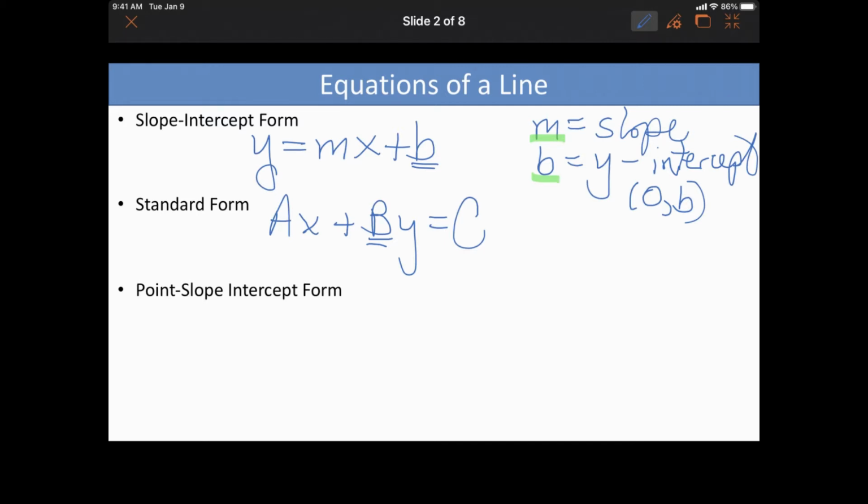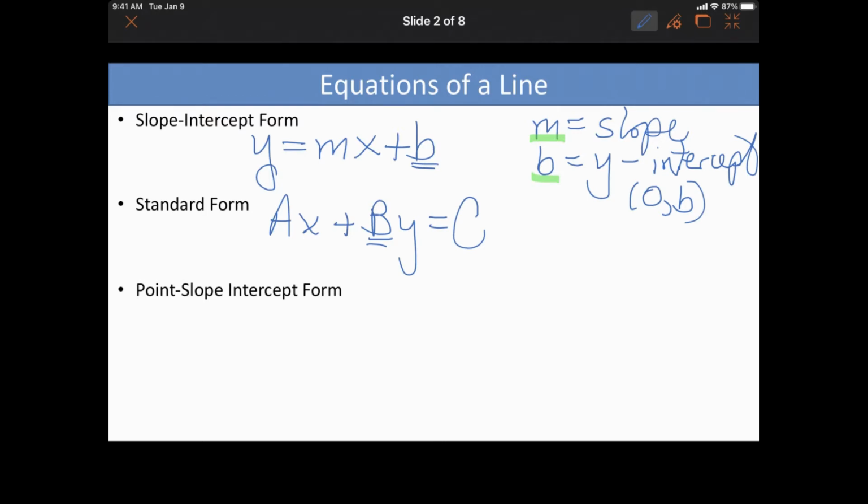Now, we usually see it in standard form when you do systems of equations and when you're comparing it to other different functions: parabolas, conic sections, they all are generally in standard form. But because A, B, and C don't stand for anything in particular, they're just random numbers, it's usually not the one that we use for most things. But it's the one that you see often.